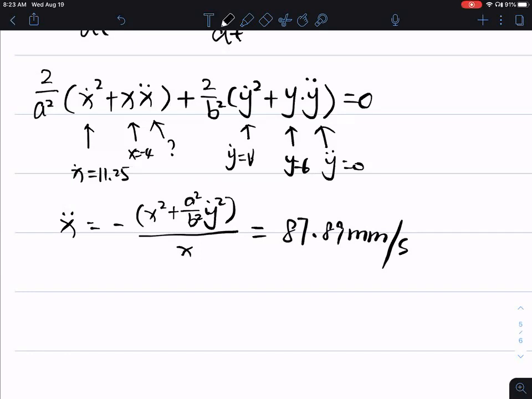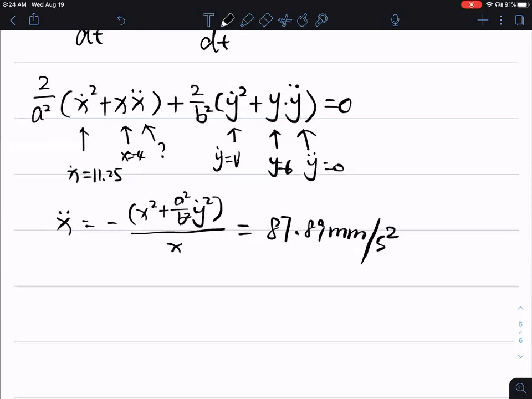I purposely made a mistake. What is x double dot? Position double dot. What's the physical meaning of that? Acceleration. Now what's the unit for acceleration? Distance per time squared, either meters per second squared or millimeters per second squared, right? Make sure you have the right unit here. Missing the square here.